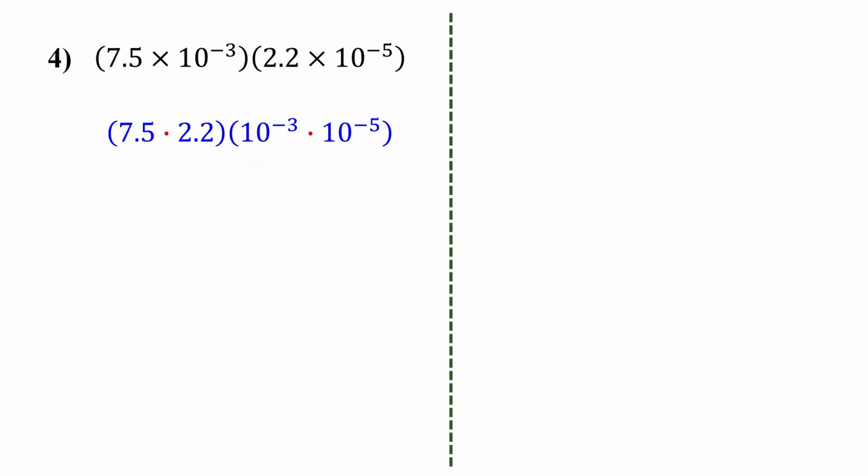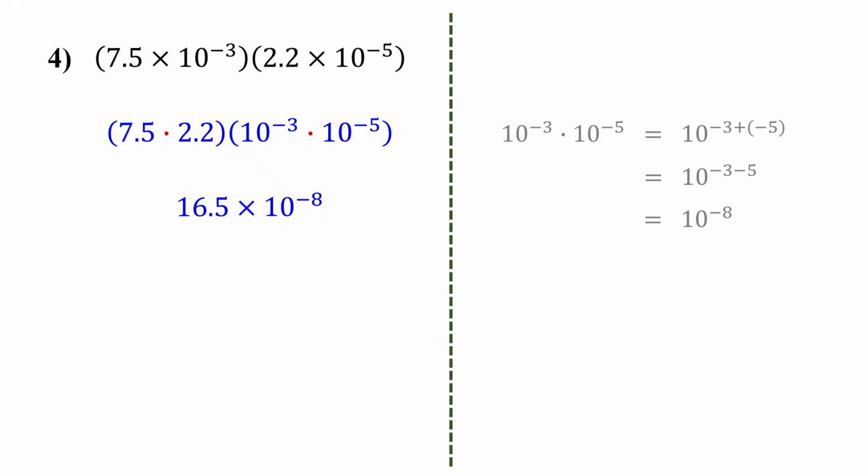Start by grouping, then multiply each part. 7.5 times 2.2 is 16.5. Feel free to use a calculator. For the powers of 10, keep the base 10 and add the exponents. Negative 3 plus negative 5 equals negative 8. So we get 10 to the negative 8th power.